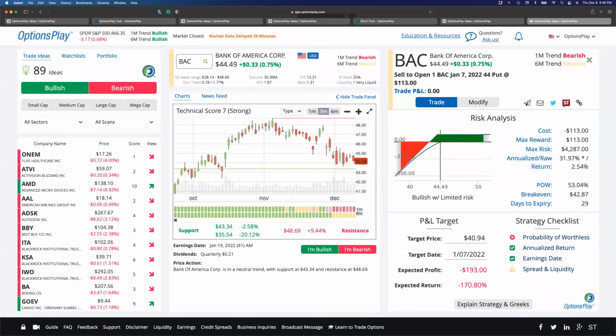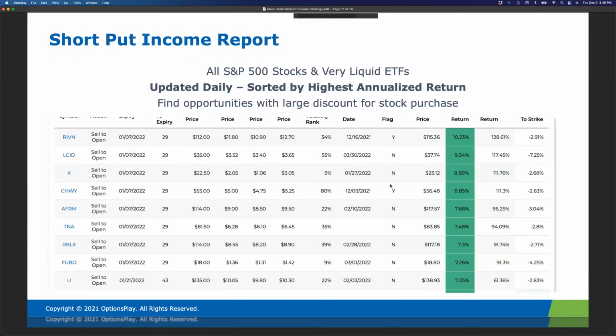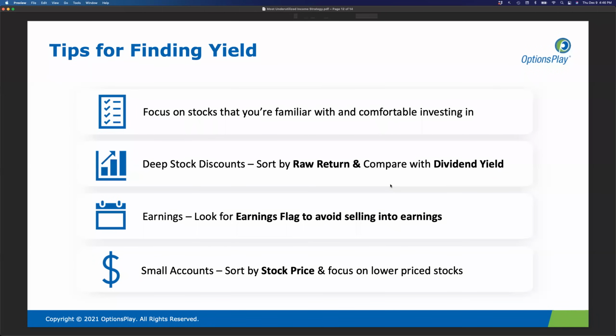A lot of you may be dividend investors. A lot of you pay attention to dividends, but may not have considered how much more yield you can actually collect from selling a put option versus just the income that you're collecting from the dividend. So let's talk a little bit about some of the tips that I have for finding yield.